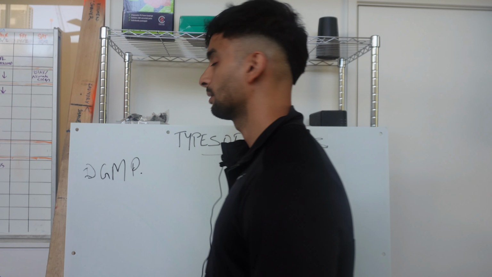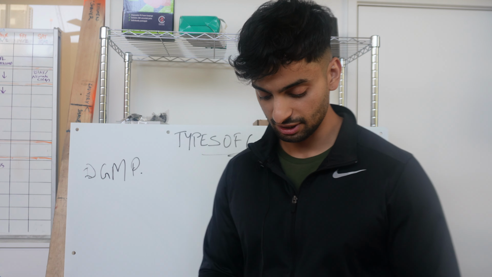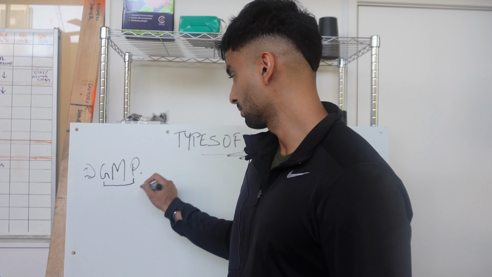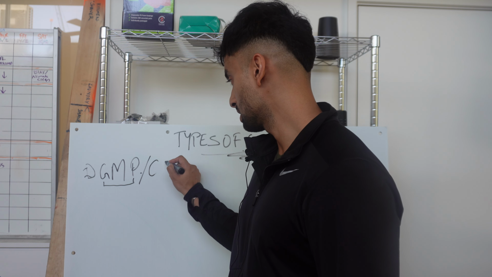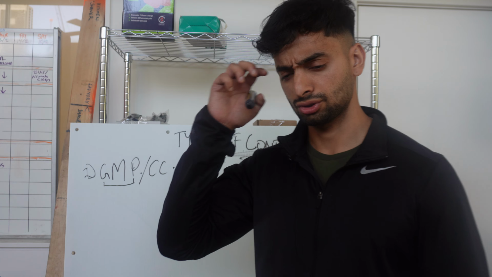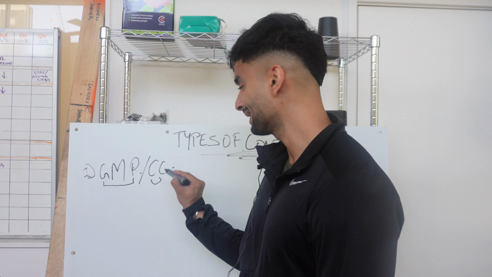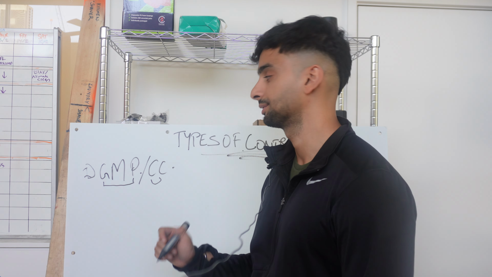GMP. We'll start with the easiest form of the contract. GMP, or you can actually call it CC, which is cost to complete. But there is a tiny bit of difference in the both, so I'll tell you what it is.